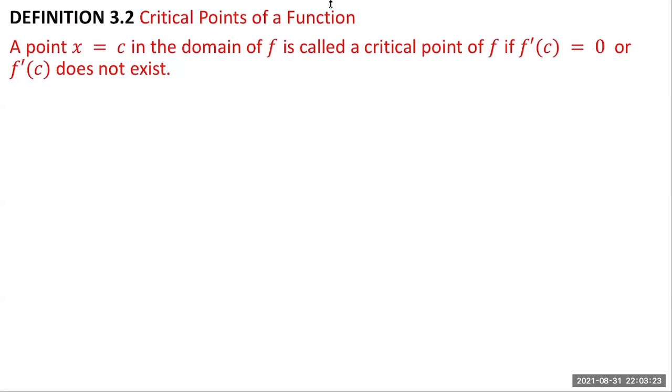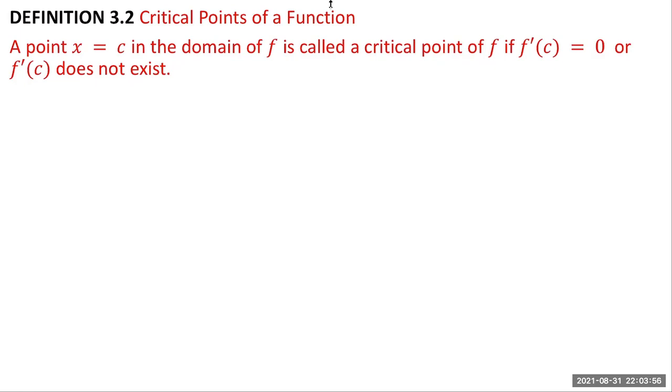When do we say that we have a critical point at a given point of a function? Here is the definition. A point x is equal to c in the domain of f is called a critical point of f if f prime of c is equal to 0 or f prime of c does not exist. That's the second definition that we have in this section.